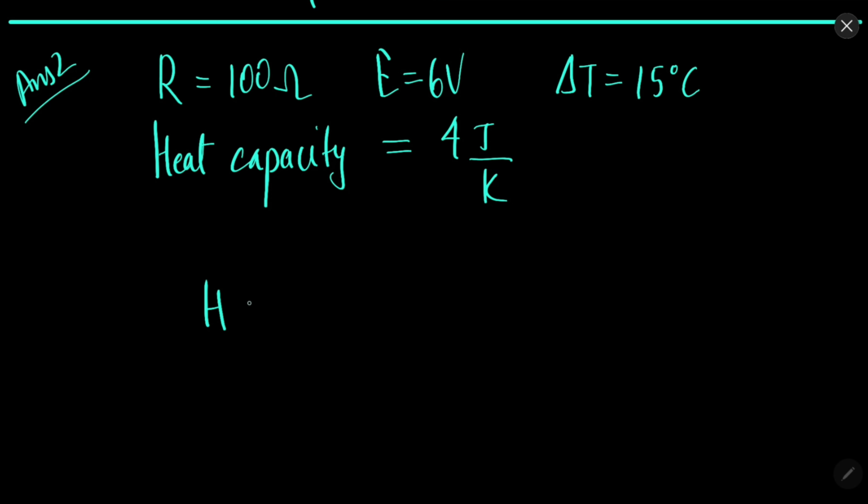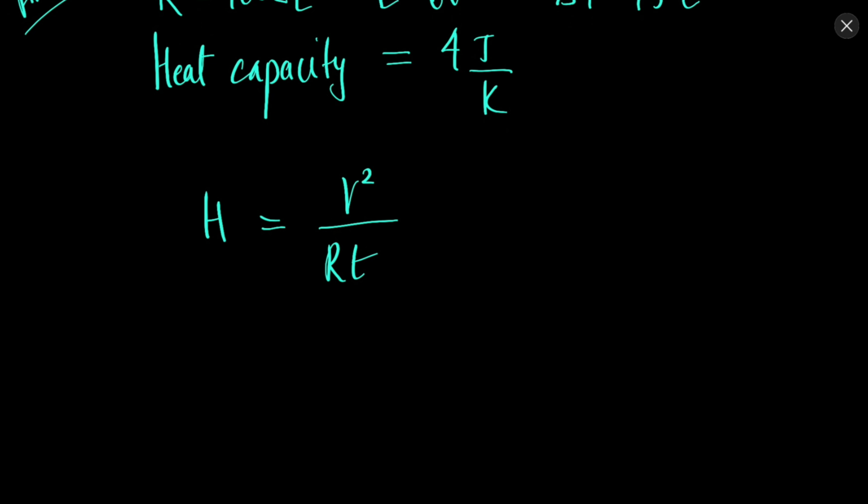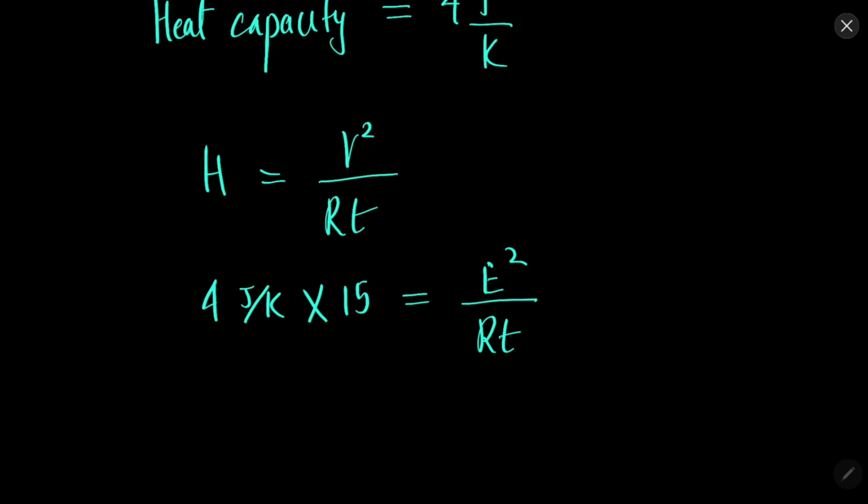So heat liberated can be found out using V square over R times T by this formula. So heat liberated will be equal to 4 joule per Kelvin into 15 equal to V square over R T. V can be E here, EMF.